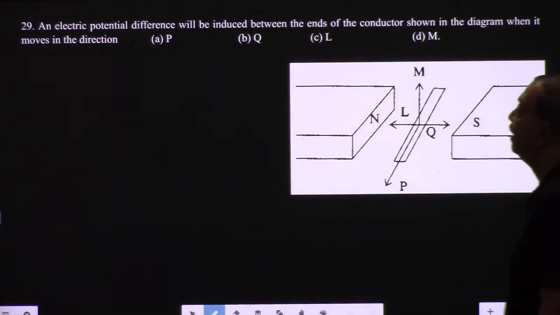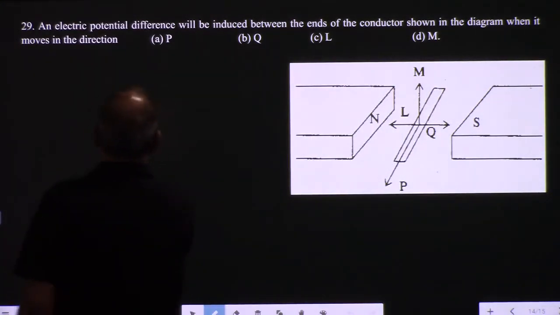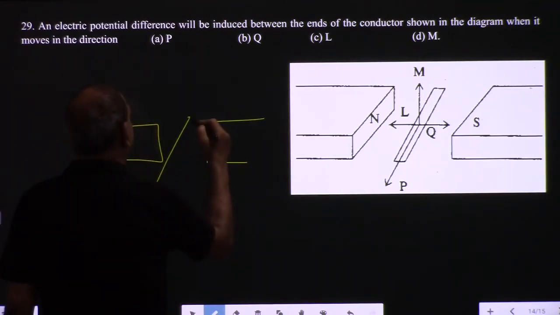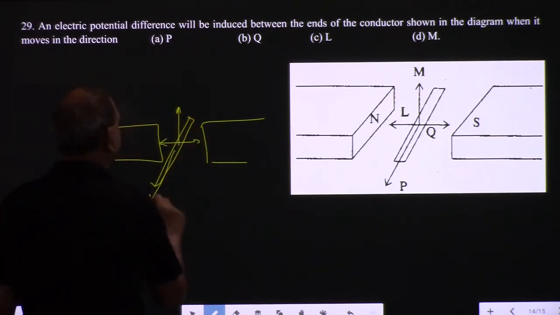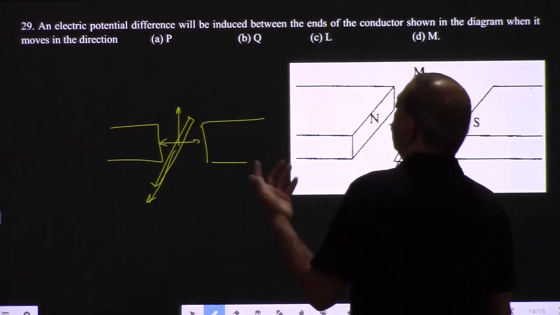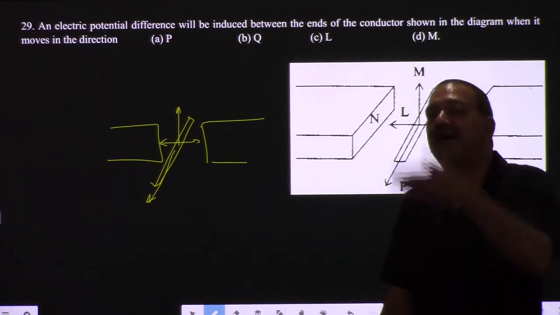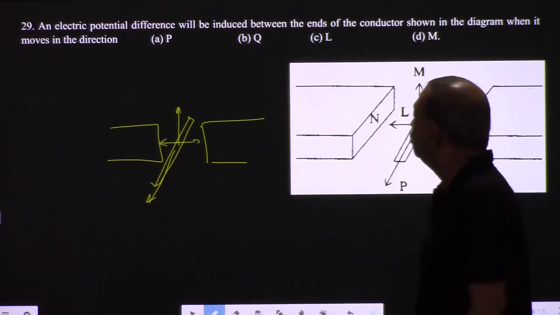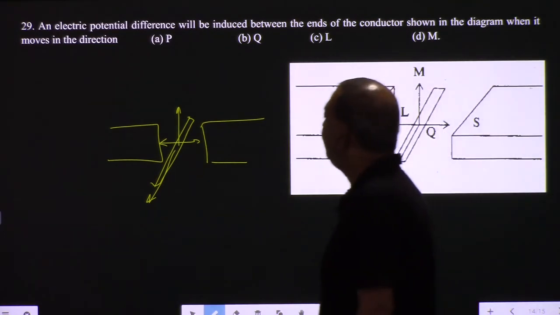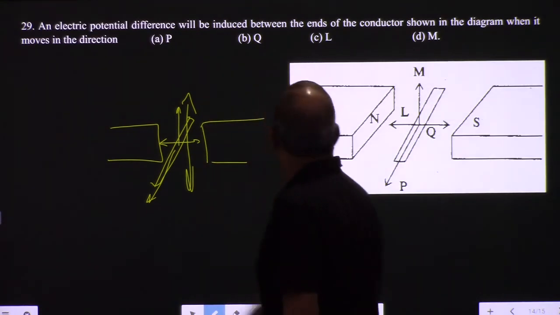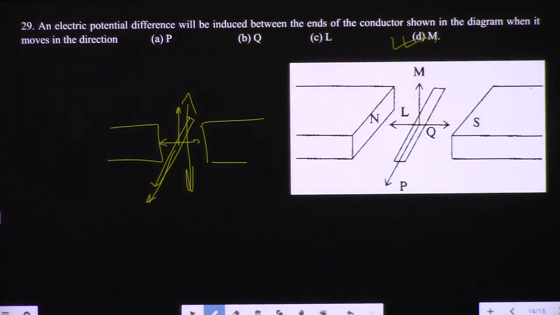The next is this figure. An electric potential will be induced between the ends of the conductor as shown in the diagram when it moves in. Basically there are two poles, and here we have a rod. We are moving it like this, like this, and like this. In which direction will EMF be induced? For EMF to be induced, the conductor must cut the field lines. In any system, if you move it like this or like this, it will not cut the field lines. It will cut the field lines only when it moves like this. So this is the direction M. When it is in the direction of M, only then will it cut the field lines.